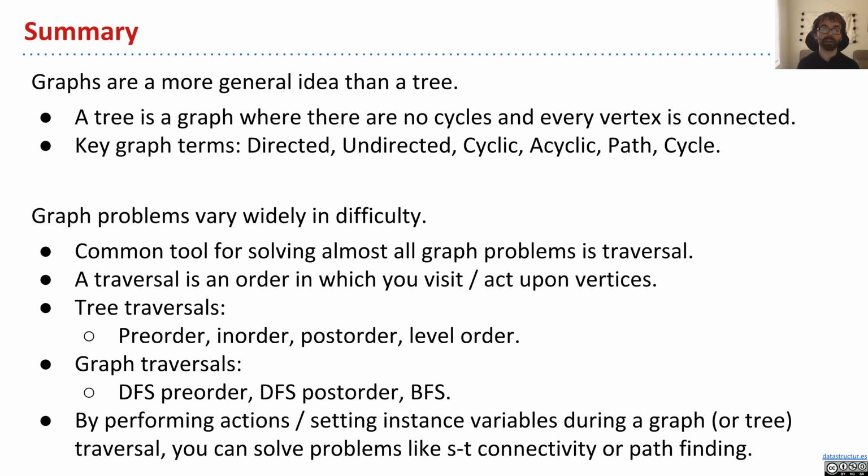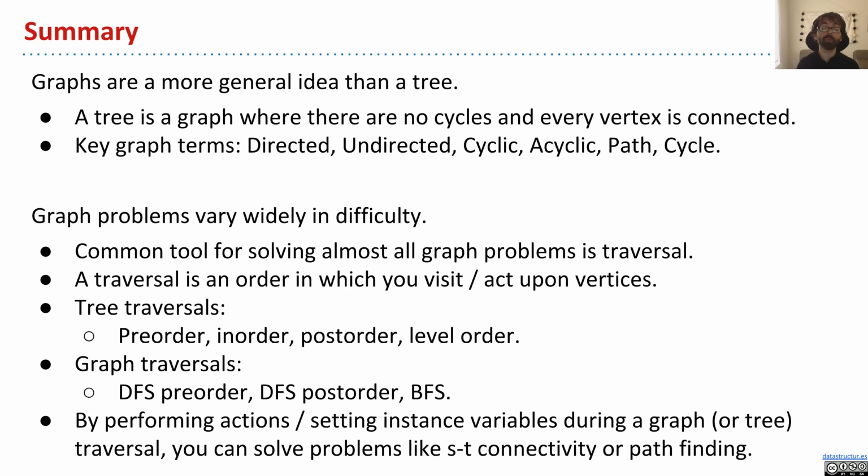There's a lot of key graph terms like directed versus undirected. We saw only briefly in this lecture, but we'll see much more of it later. Having a graph that has cycles versus not cycles, so that's cyclic or acyclic. And then the idea of a path and a cycle. Graph problems, I also mentioned just briefly, and we'll get some flavor for this in the coming lectures. They vary a lot in difficulty.